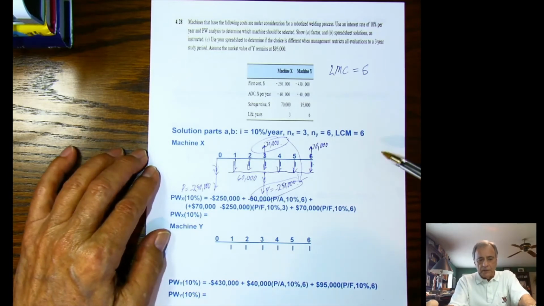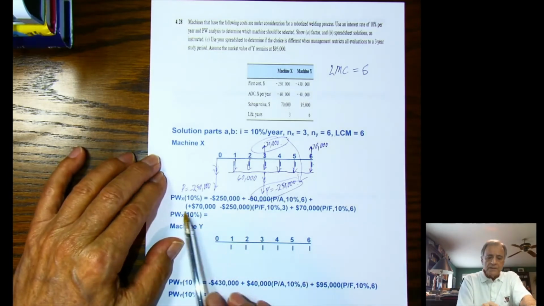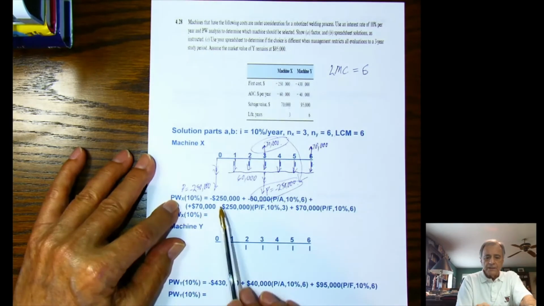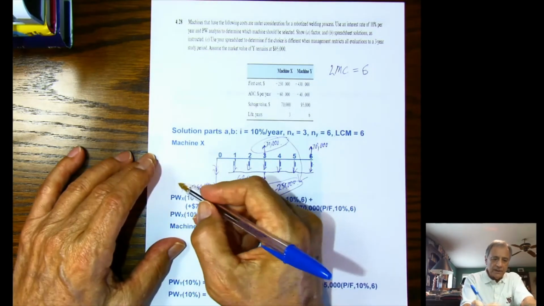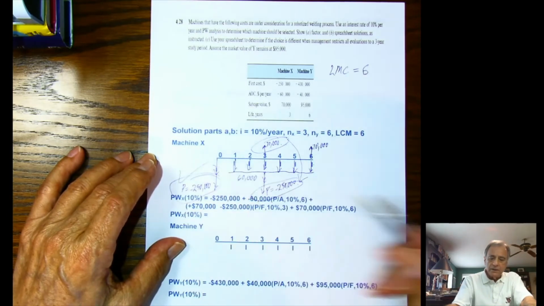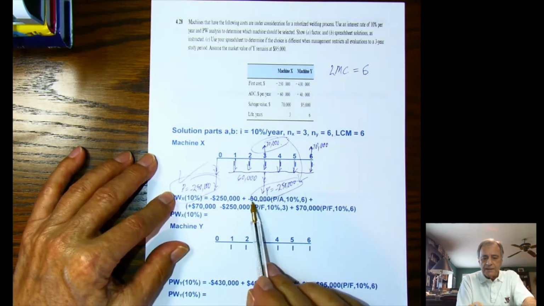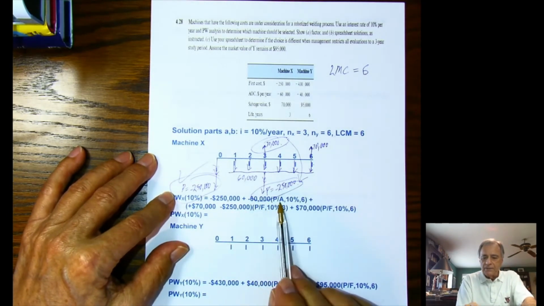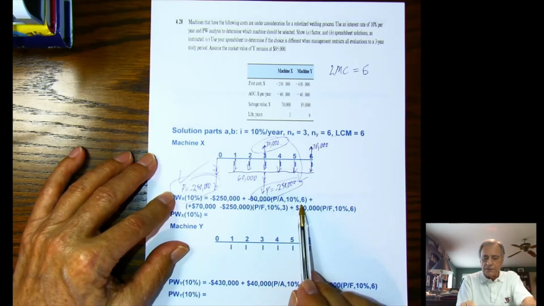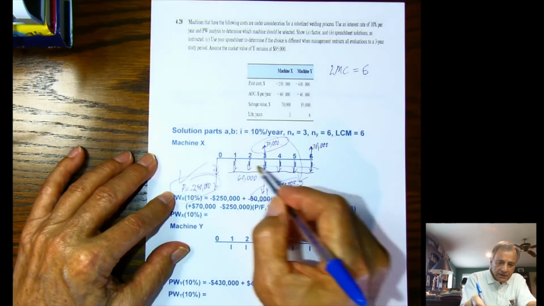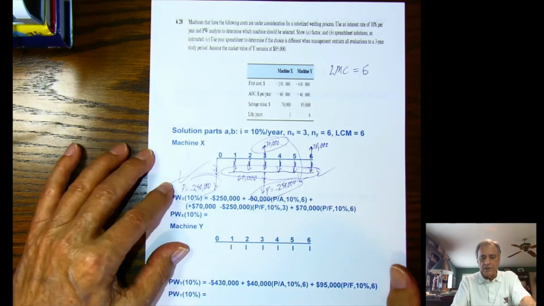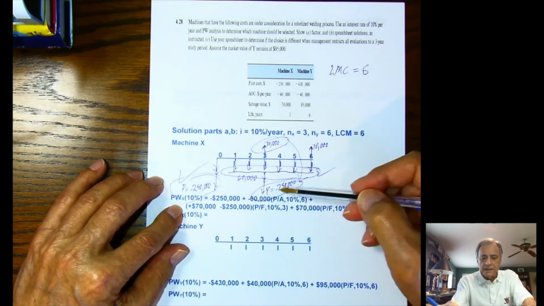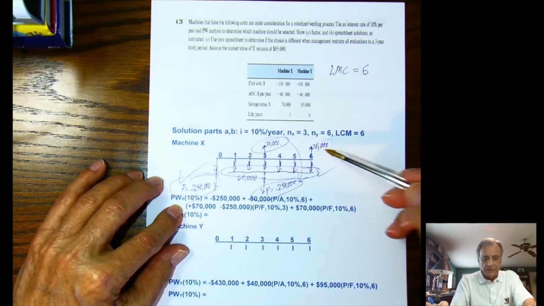So the present worth of X is this minus 250. Take care of that. Check that one off. Minus 60, P given A, 10% for 6 periods. Take all of those, check those off. You've got them taken care of. Now you've got this and this left.